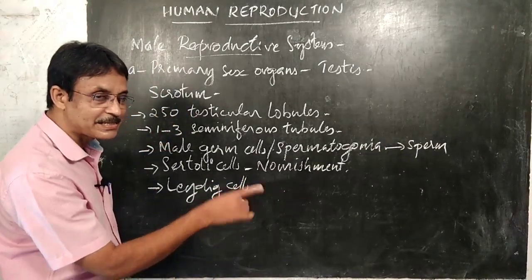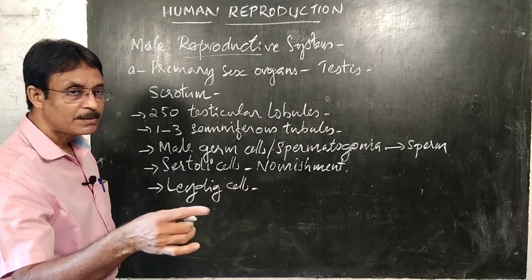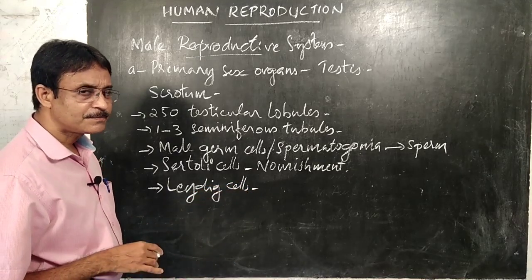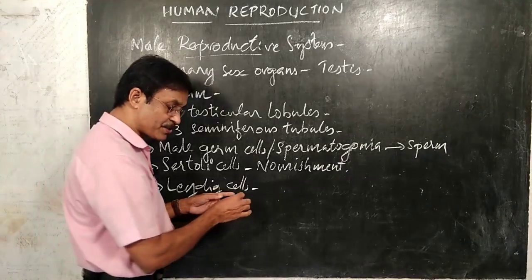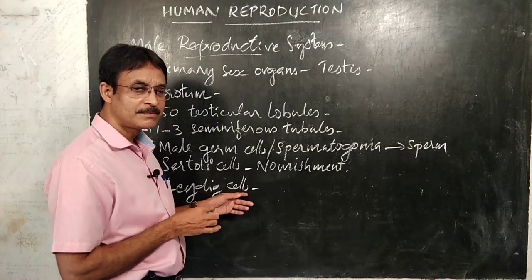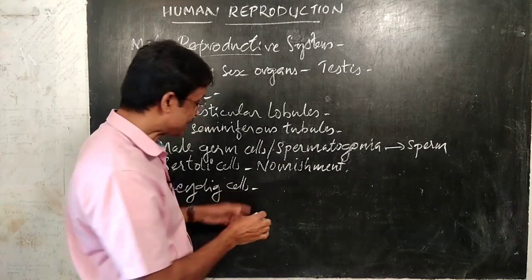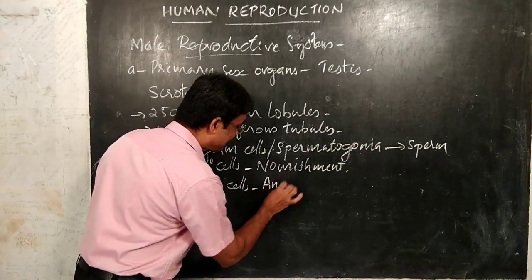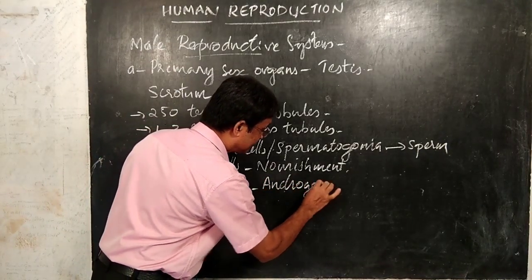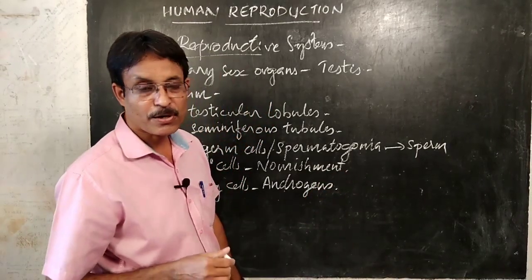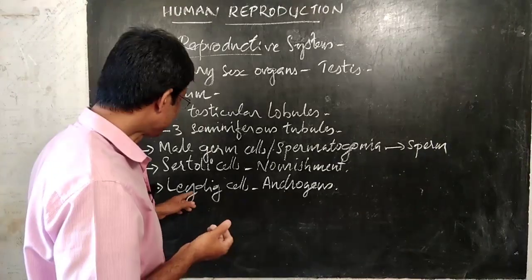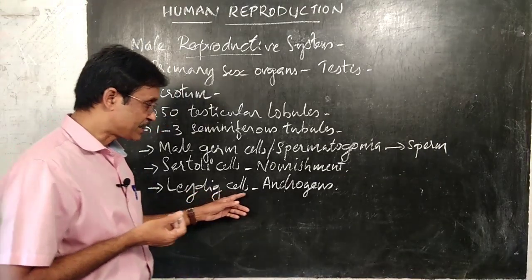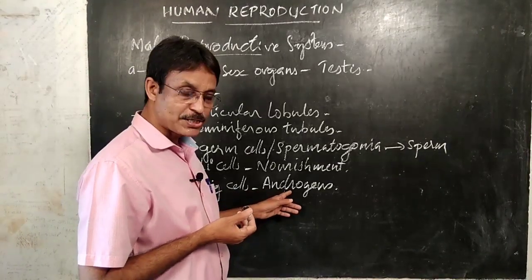You have studied this in the endocrine system, the last chapter of first year zoology. And these Leydig cells produce which hormone? Yes, the male sex hormones or androgens. Thus, the third cells are the Leydig cells producing the androgens.